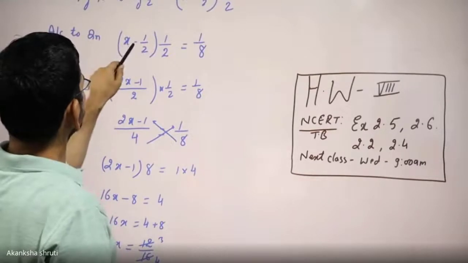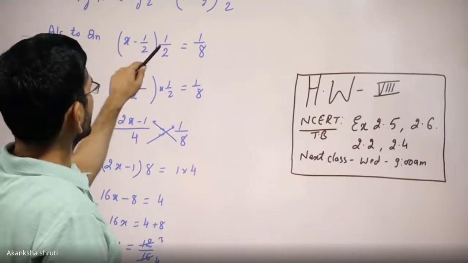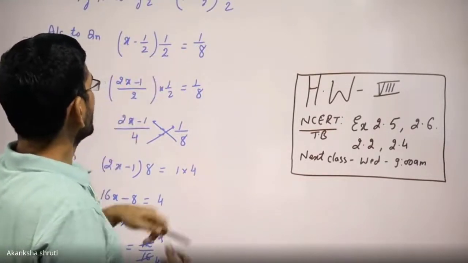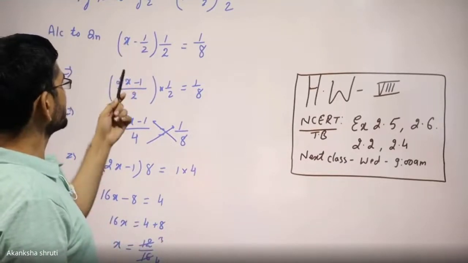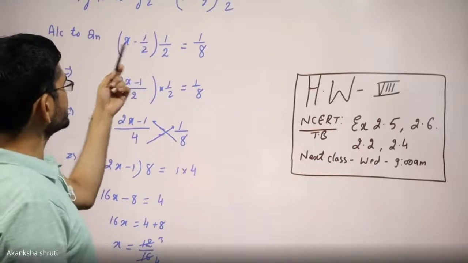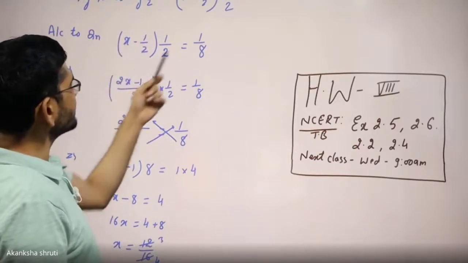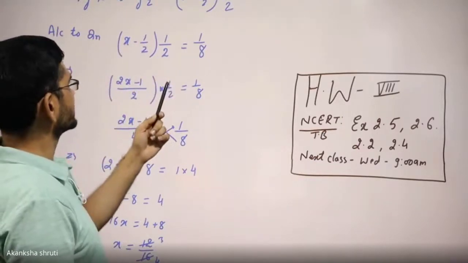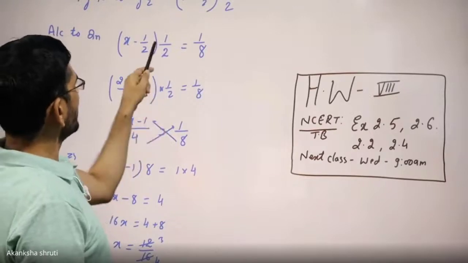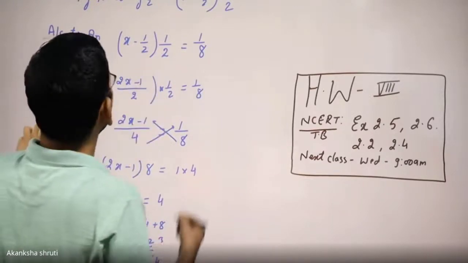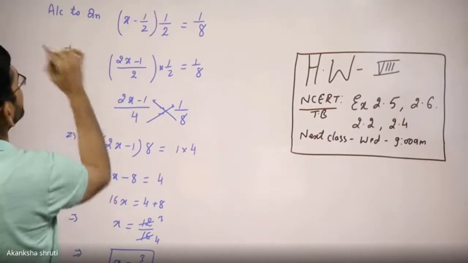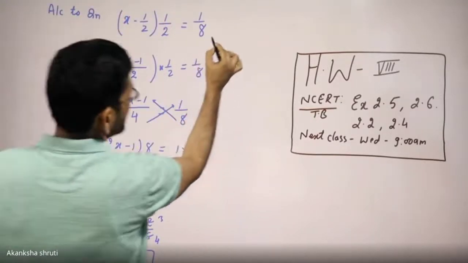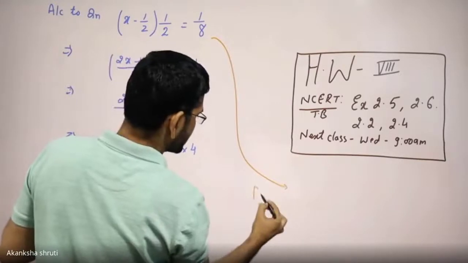x minus 1 by 2, whole bracket, multiplied by 1 by 2, is equal to 1 by 8. Students, be careful regarding solving this bracket, because x at the denominator is 1. So first you simplify this, bring it to the same bracket, then only you can go for the cross multiplication. Okay, so be careful. Or even this part can also be directly solved the other way, like this. Students, this can also be solved the other way.